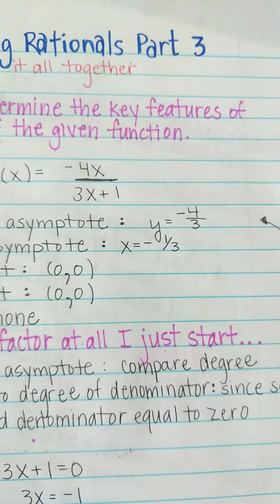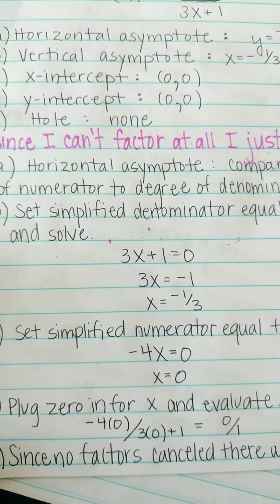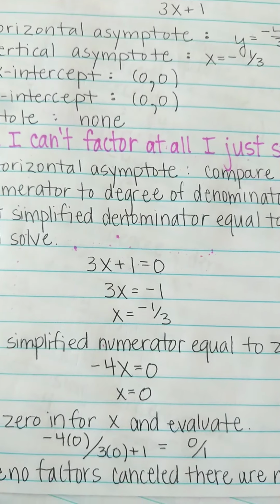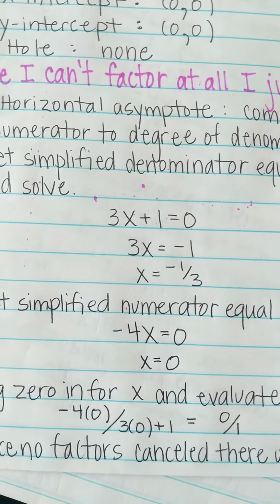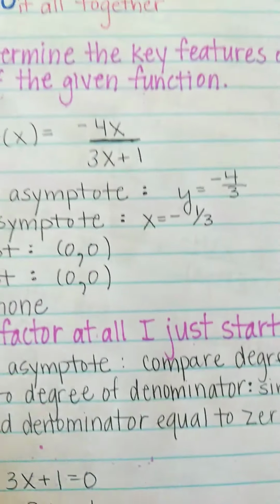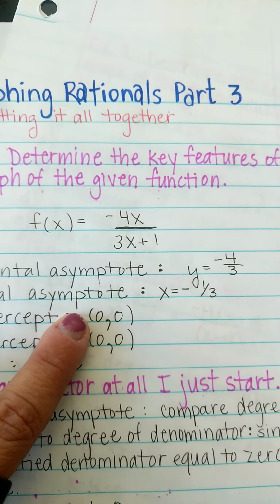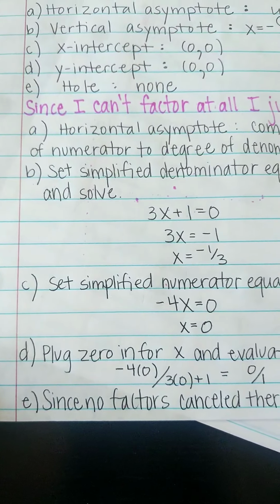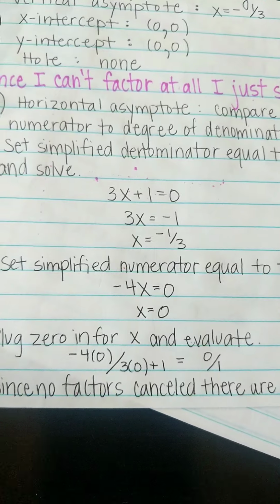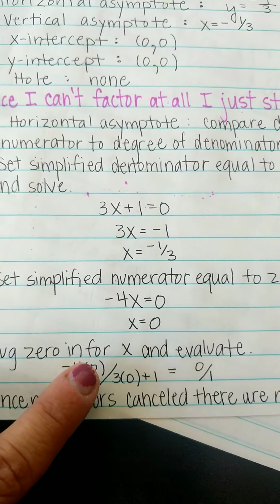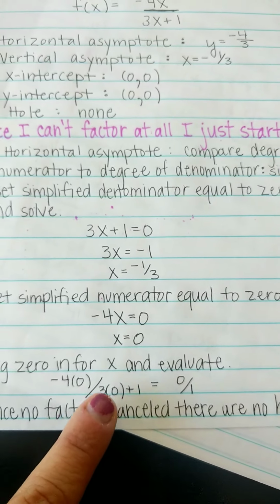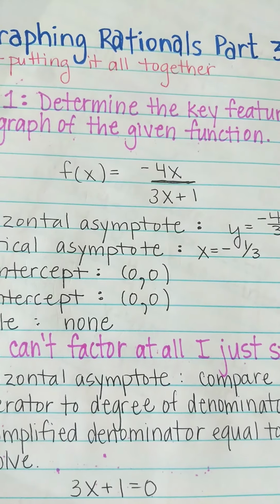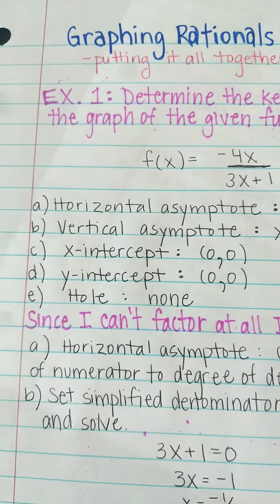Okay, remember, putting together the pieces. For the x-intercept, we set the simplified numerator equal to 0, and we solve. So my numerator is already simplified, so I write -4x equals 0, which means that x equals 0, which means I have an x-intercept at (0, 0). Remember, putting the pieces together, anytime we want to find a y-intercept, no matter what kind of function, we just plug 0 in for x and evaluate. So I take my function, I have -4x, so -4 times 0, over 3x plus 1, so 3 times 0 plus 1. That gives me 0 over 1, or 0. So I have a y-intercept at (0, 0). And like we said, there are no holes.